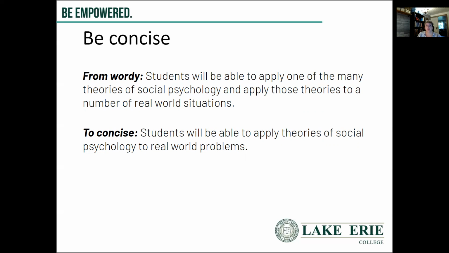So a wordy, imprecise phrasing of a learning objective might say, students will be able to apply one of the many theories of social psychology and apply those theories to a number of real world situations. This is problematic both for me as a teacher to really understand what it is that I want my students to achieve, but also for students. Imagine being a learner in that class and trying to figure out what behavior we want to see from our students. Also think about the fact that one of the knowledge domains is metacognition. We want our students to be able to develop the ability to regulate and control their own learning.